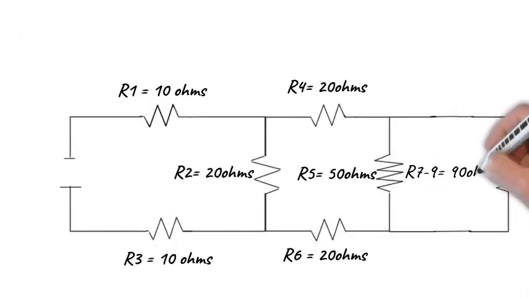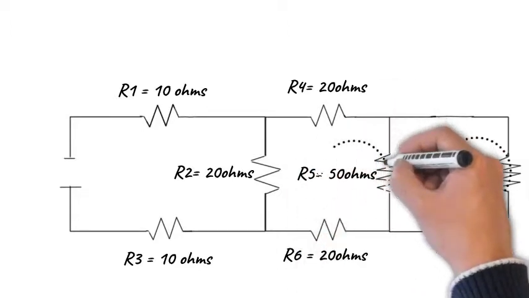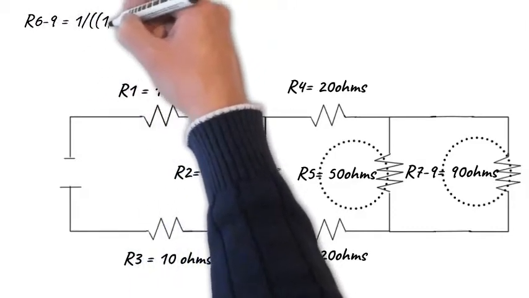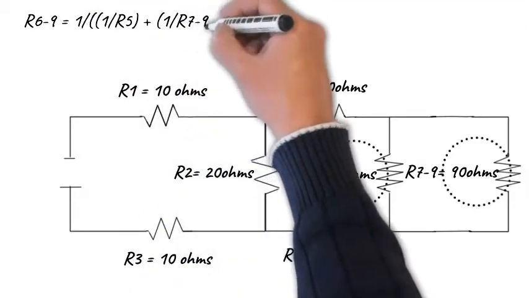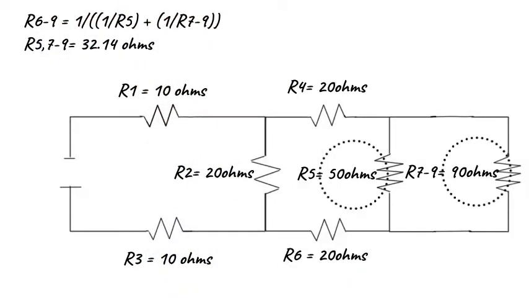The next step we take is to redraw the circuit and then recognize what things are in parallel with each other. So our R7 through 9 would be in parallel with our R5. Thus we will use our parallel additive laws, or the inverse formula, to add those resistors in parallel.